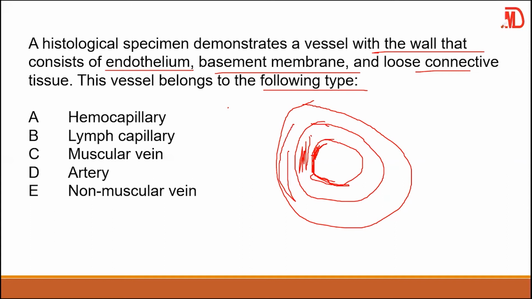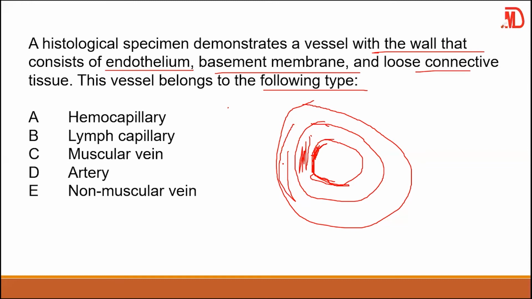Then we have the external part, the tunica adventitia, or the outer part. Now, in a vein, it is made up of a lot of connective tissue. It is very thick in the vein. And it is the opposite when it comes to arteries.